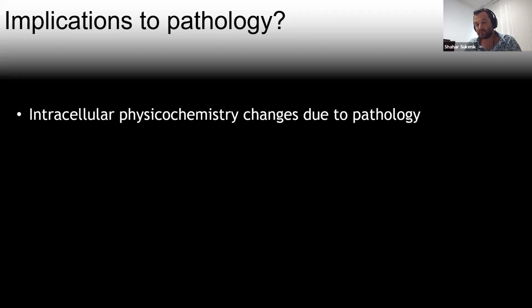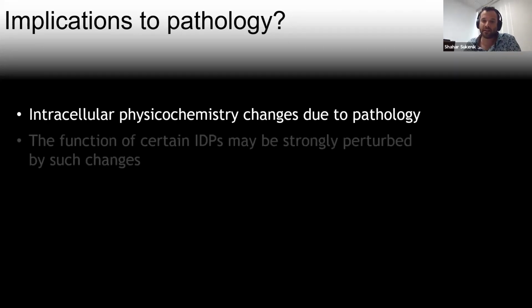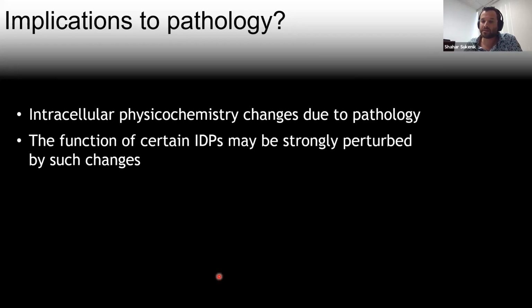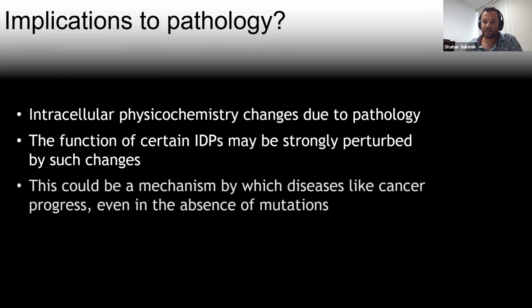And so if IDP sequences are meant to sense and respond to routine changes in the cell, we've got to ask what happens to their function when the environment is strongly perturbed. And kind of a direction for us looking ahead would be to look into this as a mechanism by which diseases like cancer can progress even in the absence of mutations, right? Just by a misregulated intracellular environment.